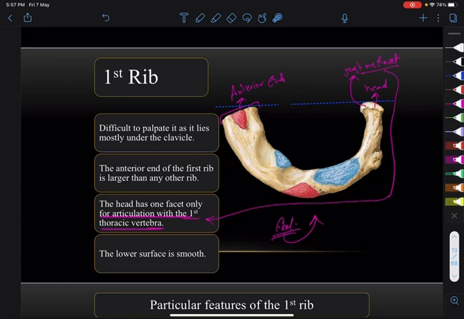The articulation of the ribs starts with the first thoracic vertebra. So the first rib faces the thoracic vertebra T1. What is above it? Cervical vertebrae, 5 or 7, not sure, but what matters is that above it there is cervical, not thoracic. The ribs only connect to thoracic vertebrae, so it has just one facet because it connects only to thoracic number 1. The lower surface is smooth and this bone is a flat bone.